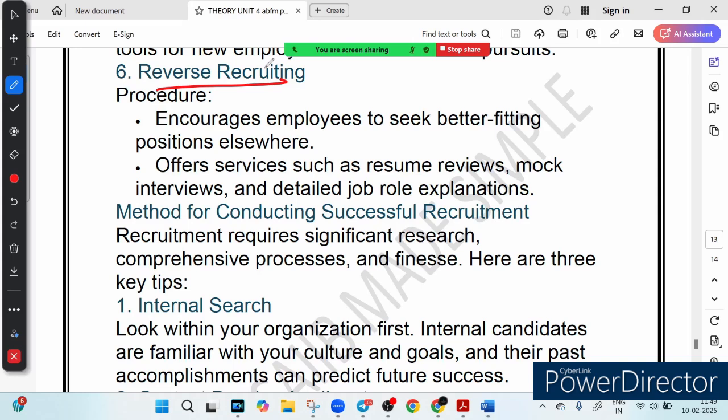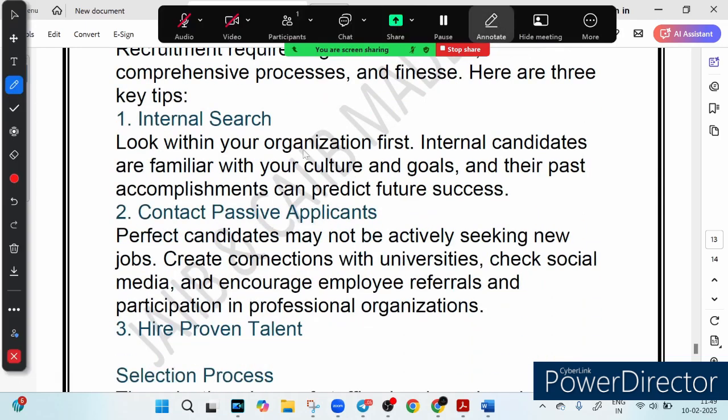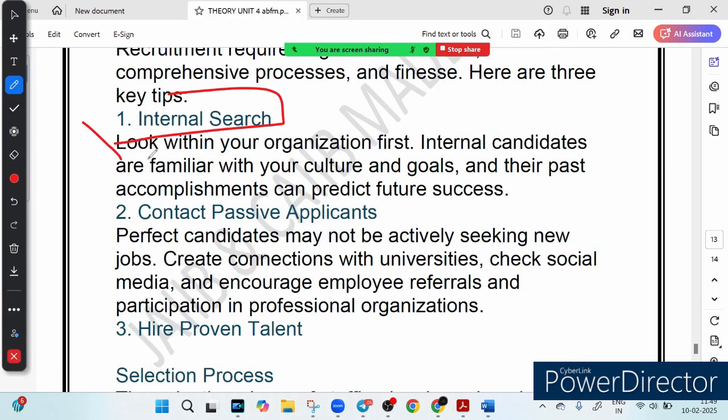Now, what are the tips for successful recruiting? The first is internal research. There are methods for conducting successful recruitment. First of all, you should conduct something called internal research. What is the meaning of internal research? Always look for talent within your organization first. If a sales executive has done an excellent job, why not promote them to a sales manager role?